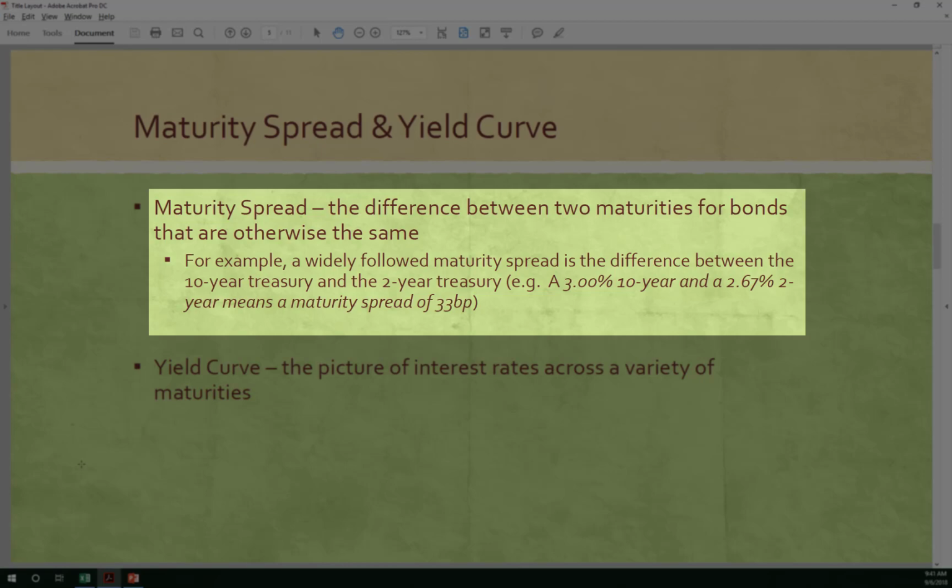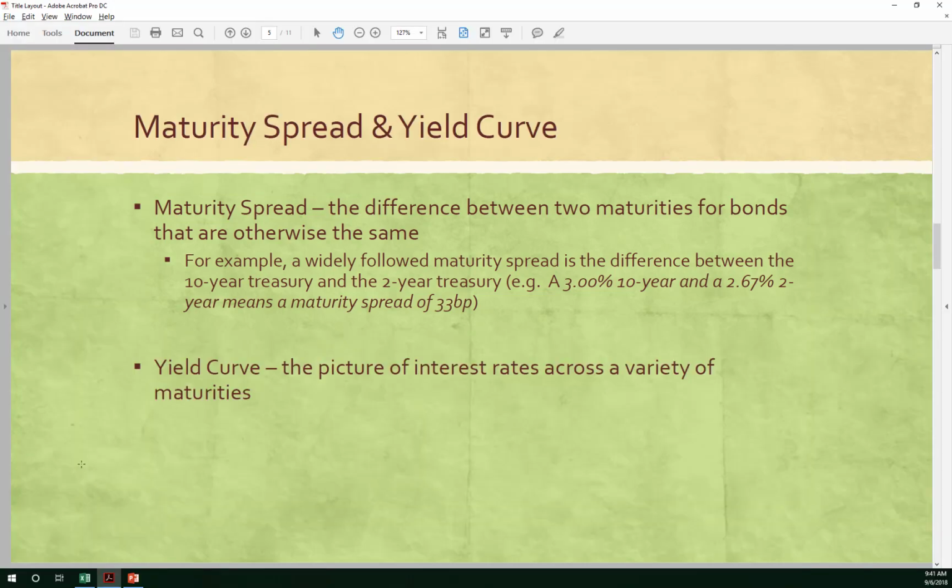So for example, a widely followed maturity spread is the difference between the 10-year treasury and the 2-year treasury. So for example, if the 10-year treasuries are yielding 3.00%, and the 2-year treasuries are yielding 2.67, that means there's a maturity spread, in this case the 2 to 10 year spread, of 33 basis points.